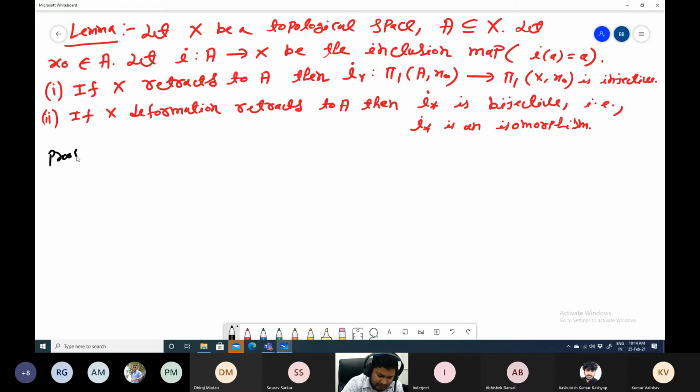Now the proof is simple actually. So the first part is very simple. Now let R: X to A be a retraction. See here that this is important: whenever we are taking a retraction, the domain and codomain we can take as A or X, both, right? But here A is useful, so therefore we are taking A.